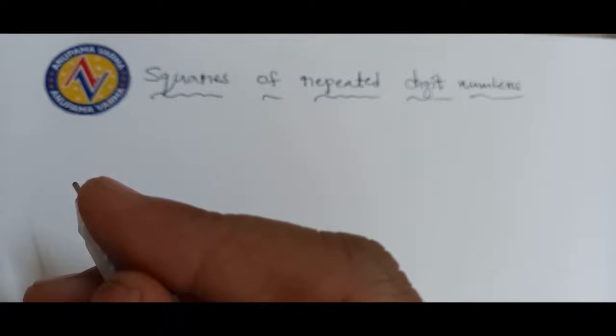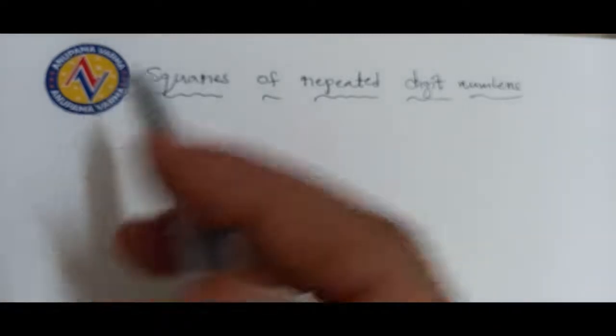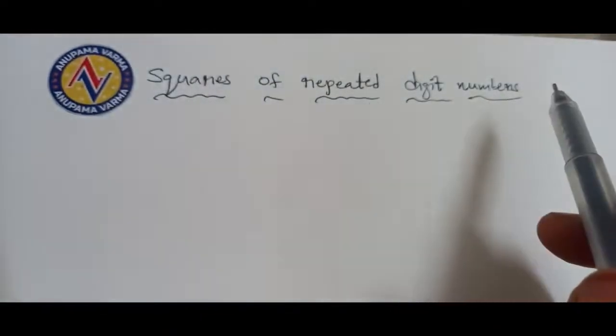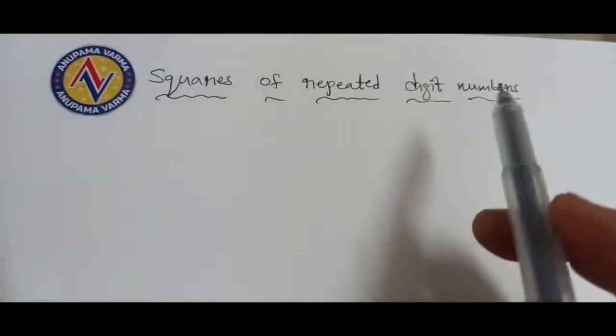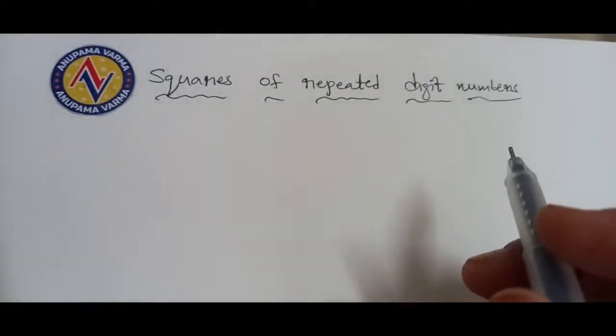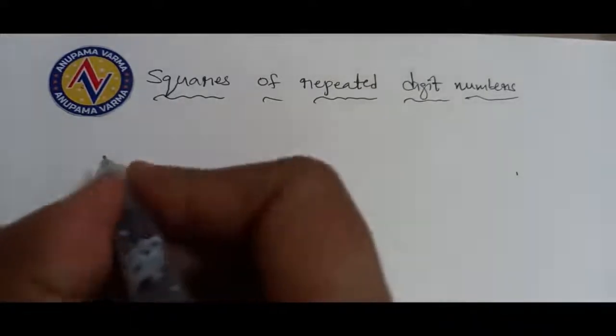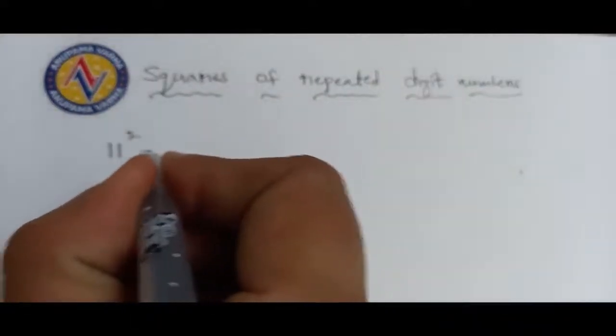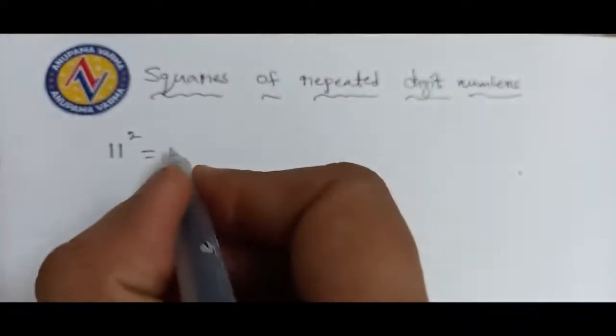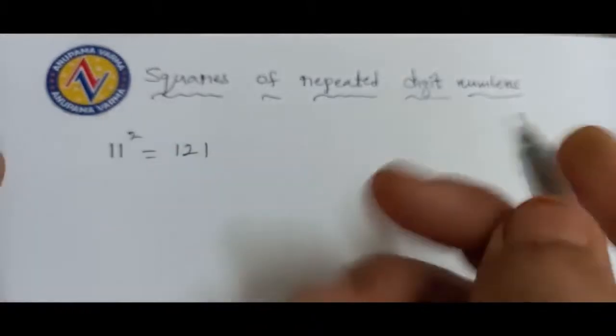Today we are going to learn how to find out squares of repeated digit numbers. Squares of repeated digit numbers. Okay, let's start with 11 square. Everybody knows 11 square is 121.